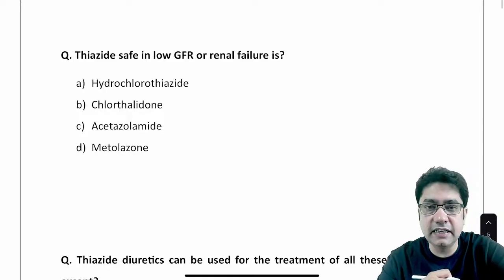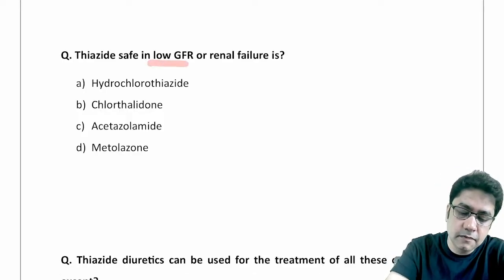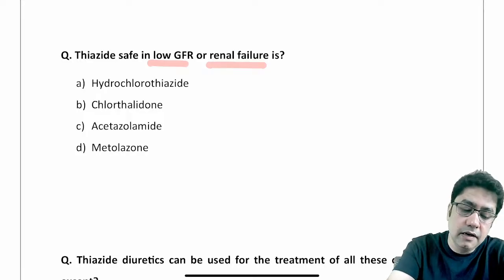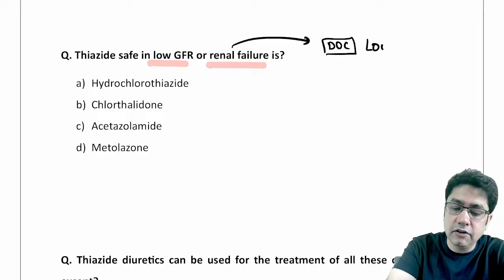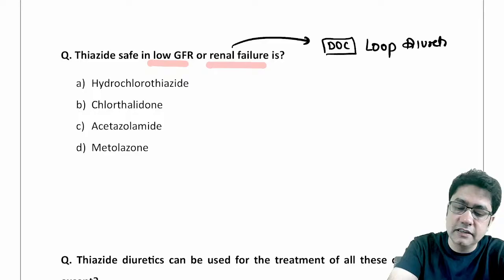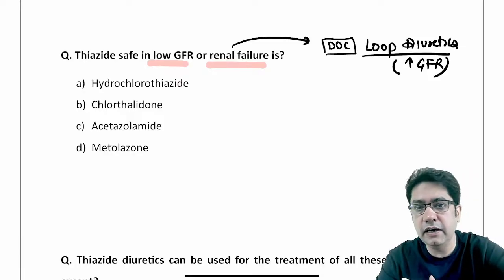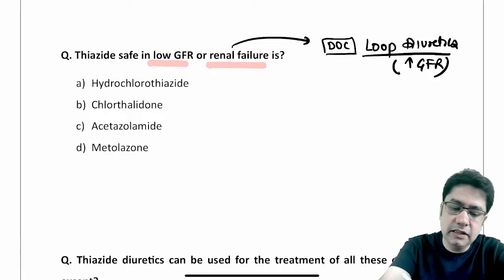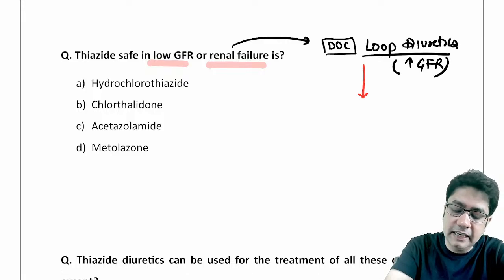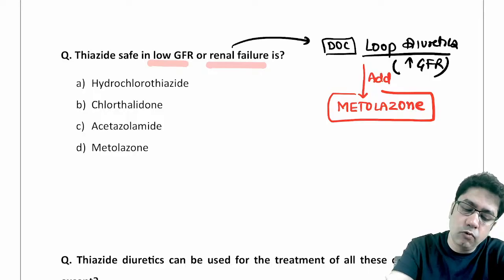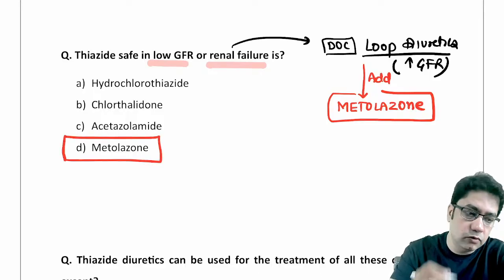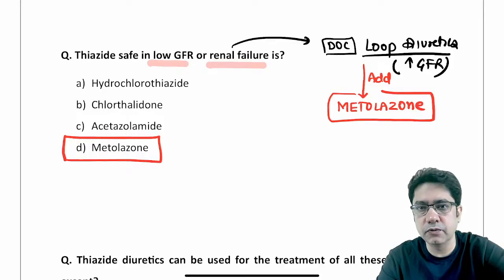So which thiazide is safe in low GFR condition or renal failure? Now remember, in low GFR or renal failure, the drug of choice is not thiazide. The drug of choice is loop diuretic because we have discussed loop diuretics, they increase GFR. That is why they are the diuretic of choice in renal failure. But with this loop diuretic, we can add one thiazide diuretic, that is metolazone. So which thiazide diuretic is safe in renal failure? That is the only thiazide, metolazone. Okay, it was a very frequently asked question.